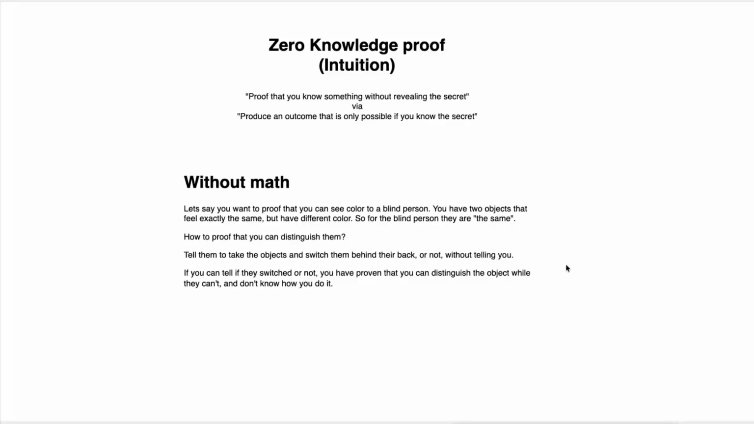But let's first get a bit less rough, but still rough, intuition on zero knowledge proof without math, still a bit of real world. Let's say you want to prove that you can see color to a blind person. So you have two objects that feel exactly the same. For the blind person, those two objects are exactly the same, but they have different colors. You see the different colors, so you can distinguish those two objects, but the blind person can't. The blind person has no idea how you should be able to distinguish them. How do you prove to the blind person that you can distinguish the objects?